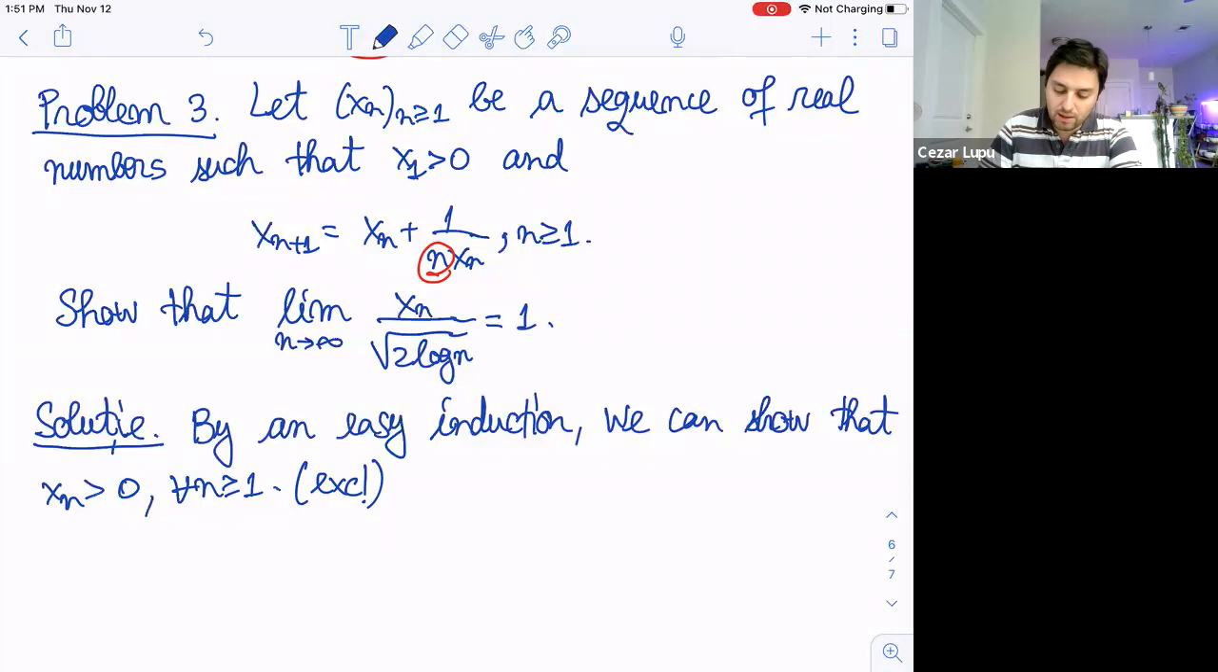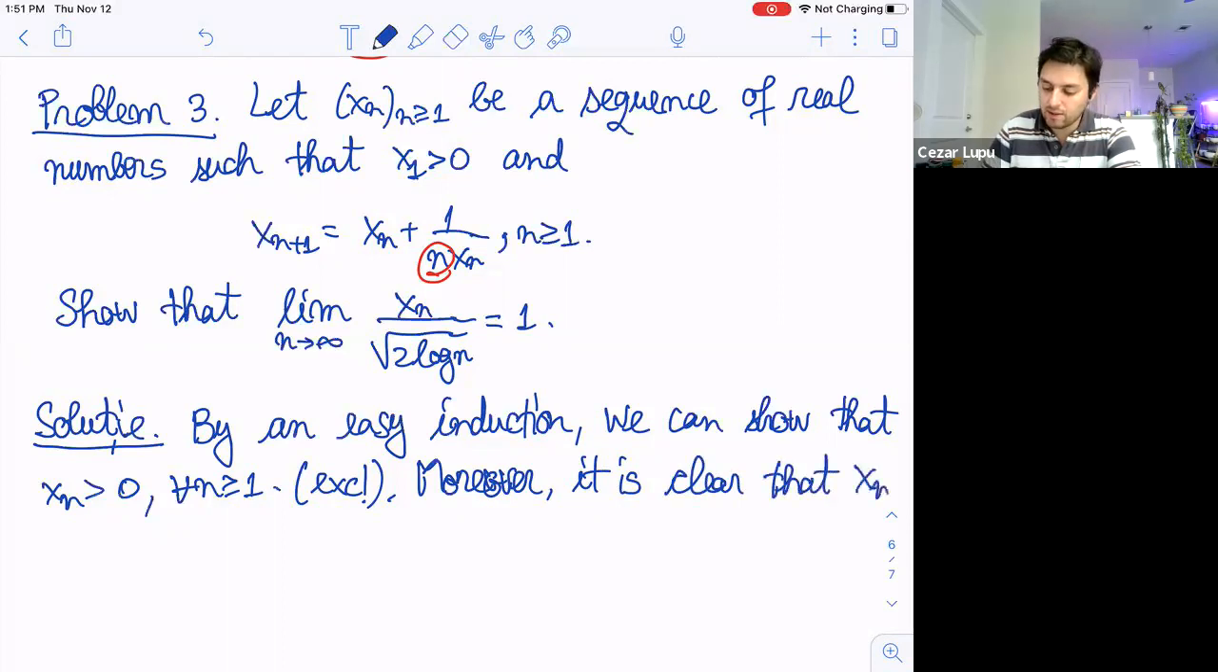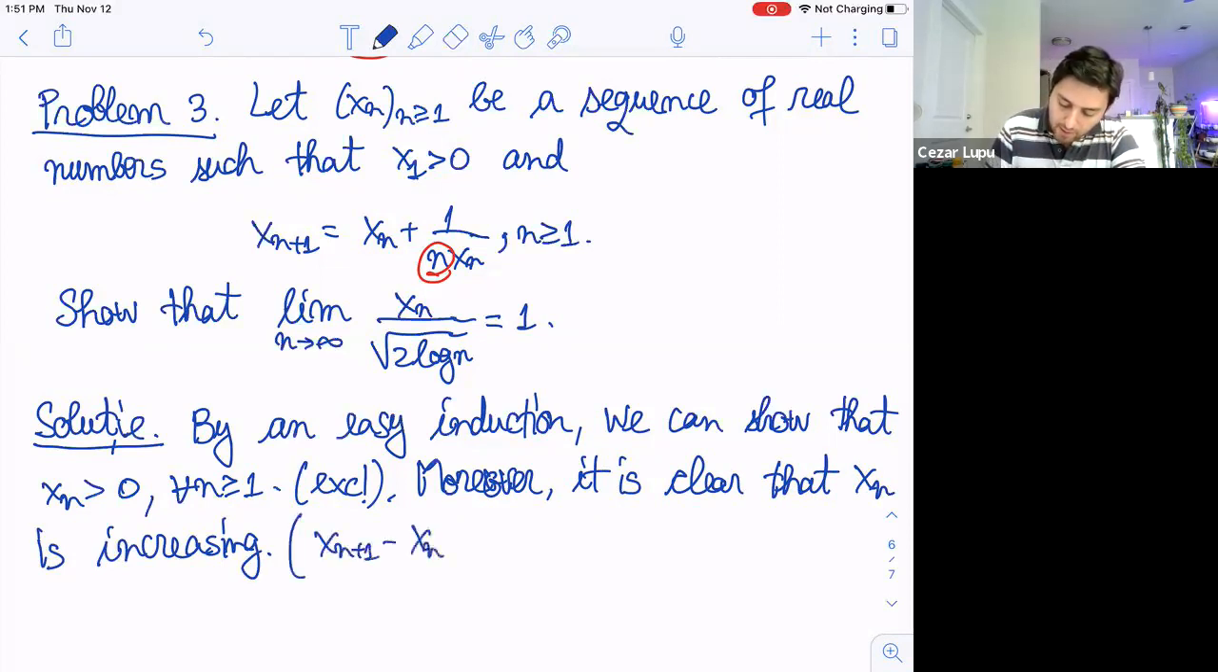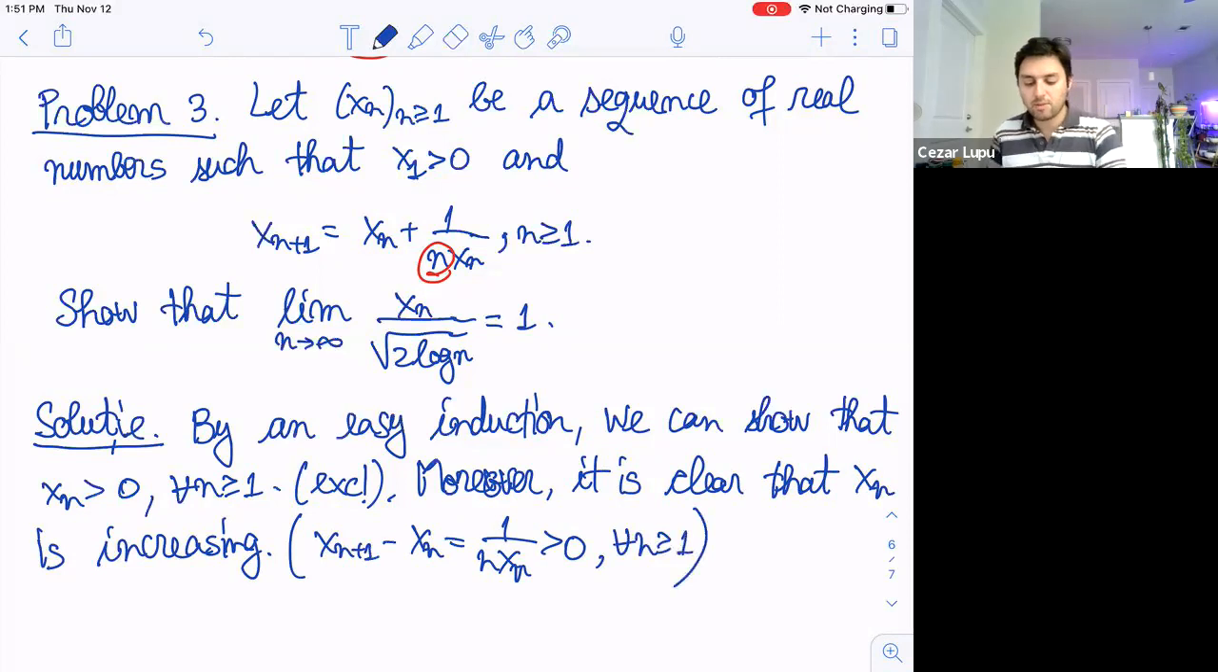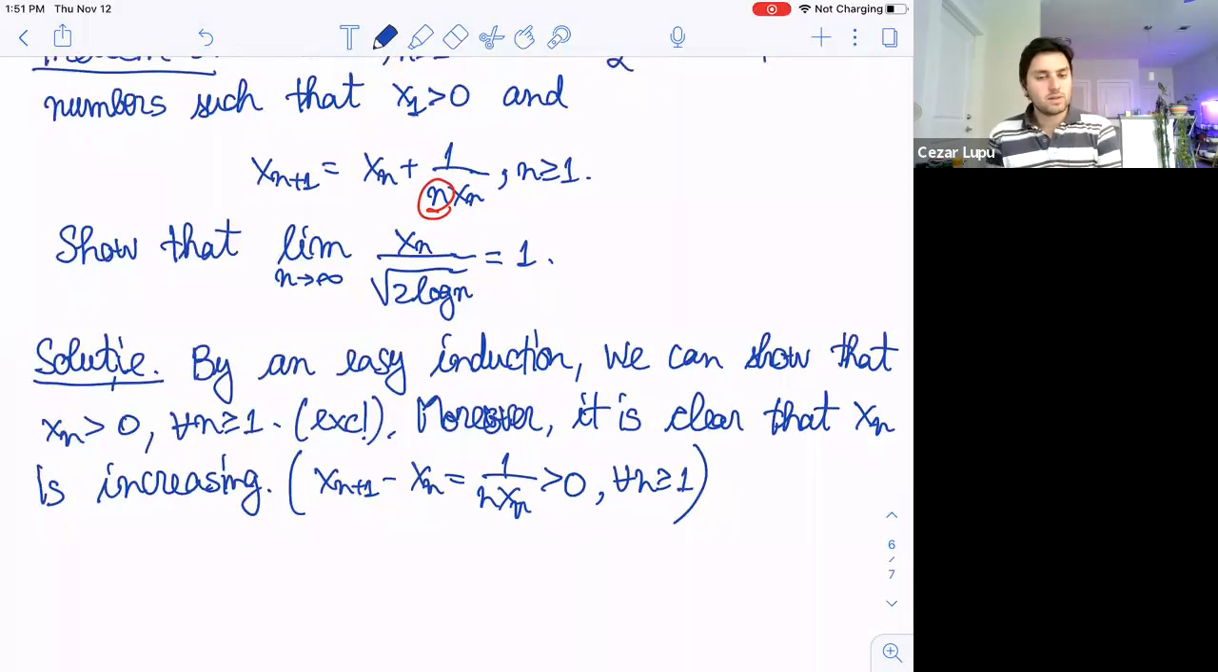Moreover, it is quite clear that the sequence is increasing, right? xn is increasing. That's obvious, I hope. Because xn+1 minus xn is nothing else than just 1 over n xn, which is positive for all n greater or equal than 1. That's the argument. Okay, so the sequence is increasing.